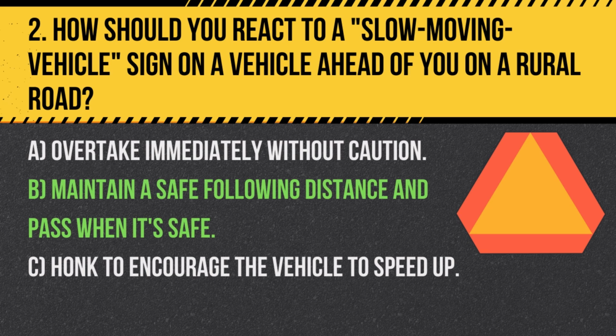Answer. B. Maintain a safe following distance and pass when it's safe. Slow-moving vehicle signs indicate that the vehicle cannot travel at highway speed.